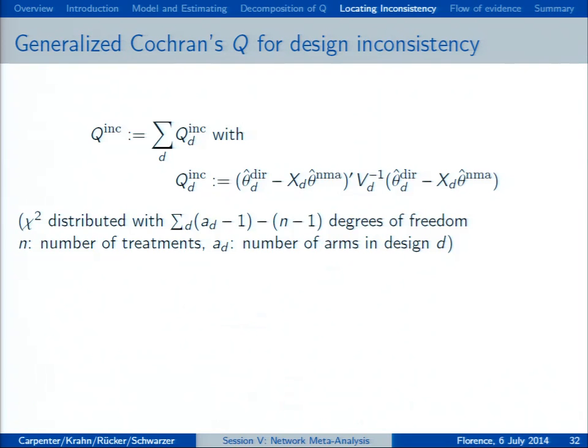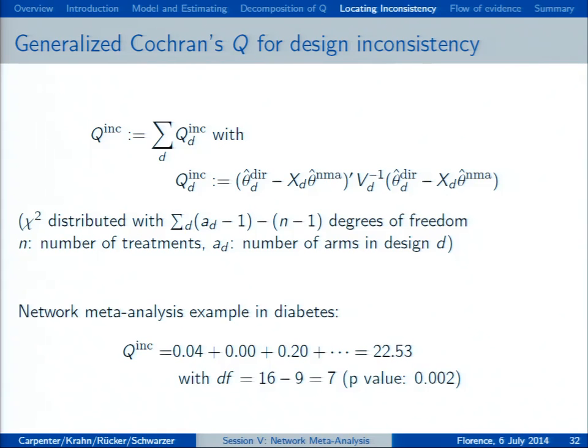We have this Q statistic for the heterogeneity between designs, for the inconsistency, which is a sum over all designs of the squared Pearson residuals between the direct effect estimates and the network estimates. With these degrees of freedom, namely the sum over all designs of the number of treatments in each design minus 1, minus the number of treatments in the network minus 1.